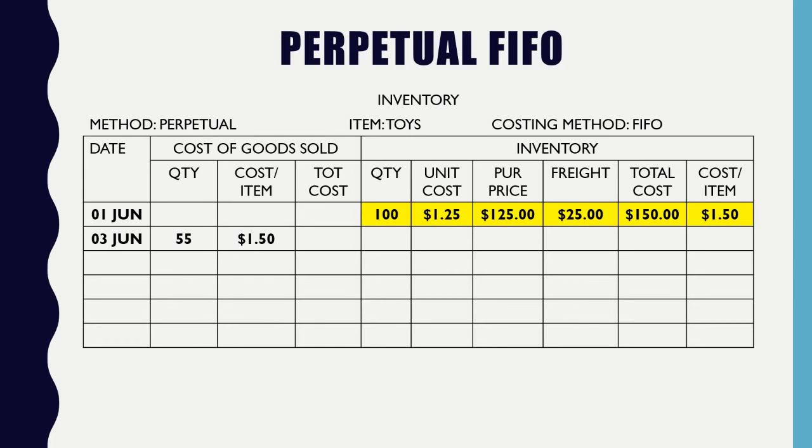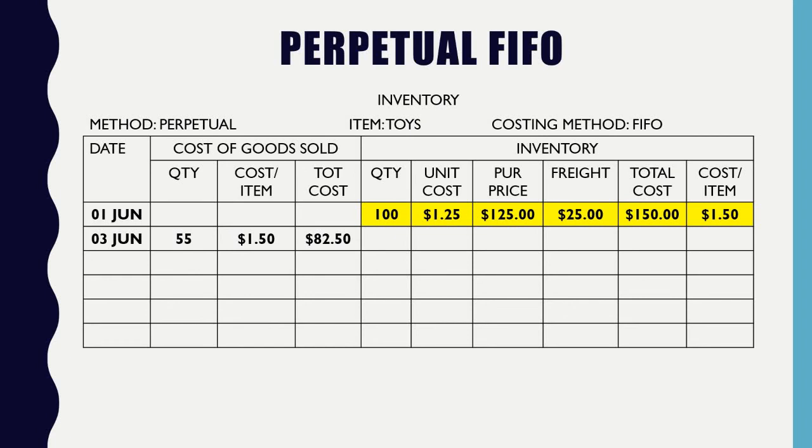So what is 55 times $1.50? $82.50. This is how much it costs me to sell. Do not confuse this section with putting the selling price here. This is why we have the inventory worksheet, so we can figure out how to calculate the cost of goods sold, not calculate the selling price. So please do not confuse that.